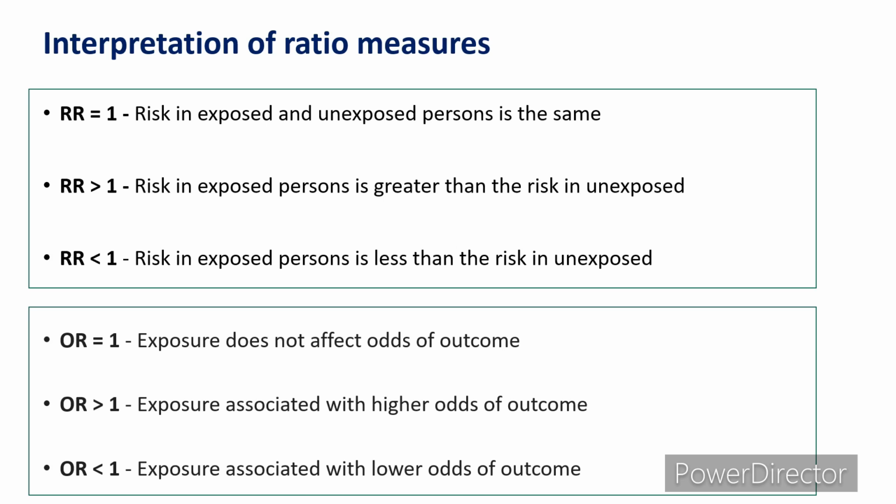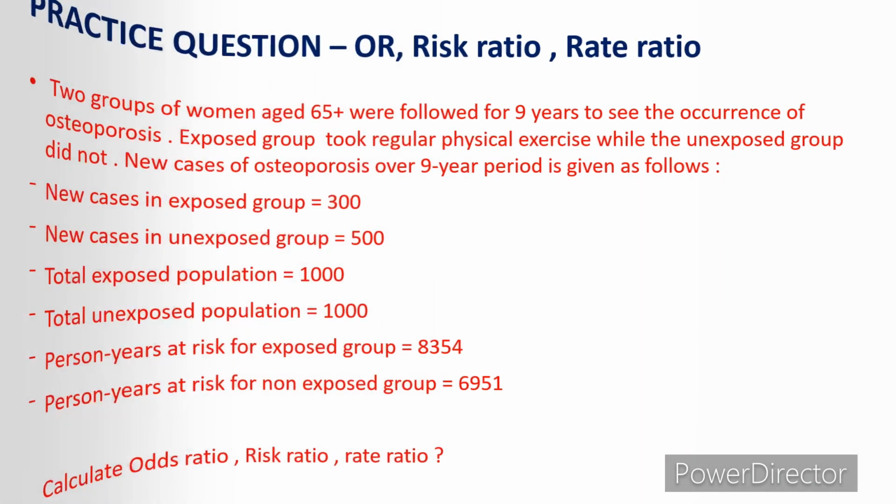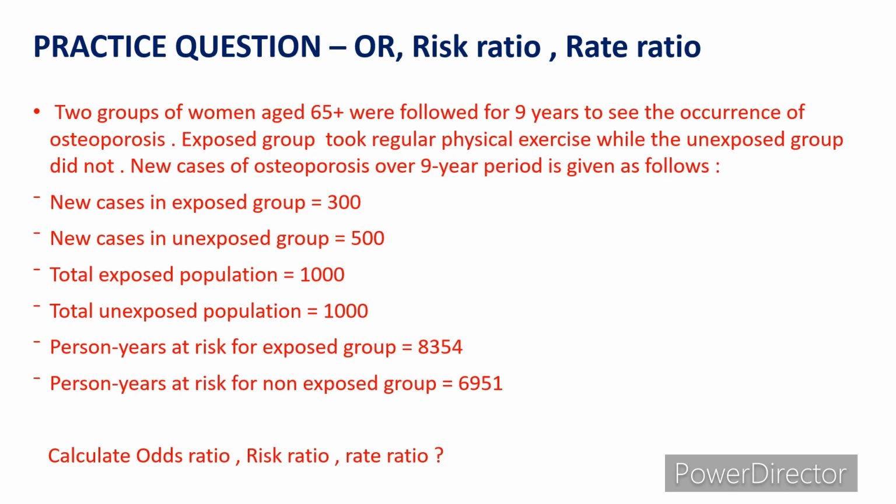Now coming to the odds ratio, which is similar. When OR is equal to 1, the exposure does not affect the odds of outcome. When the odds ratio is more than 1, exposure is associated with higher odds of outcome. When the odds ratio is less than 1, exposure is associated with lower odds of outcome. So this is a practice question for OR, risk ratio and rate ratio. Please go through this and post the answer in the comment section.